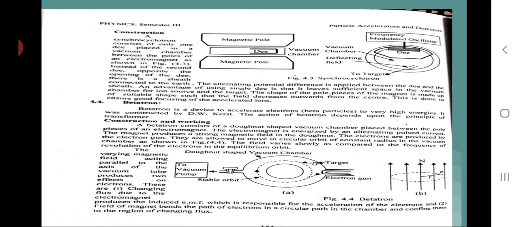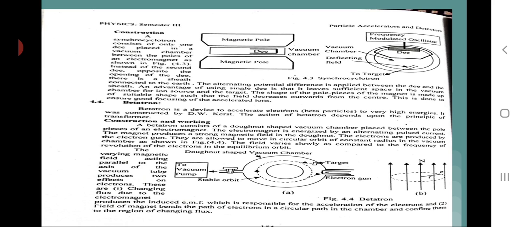A Betatron consists of a donut shaped vacuum chamber placed between the pole pieces of an electromagnet. The electromagnet is energized by an alternating pulse current. The magnet produces a strong magnetic field in the donut. The electrons are produced by the electron gun. They are allowed to move in a circular orbit of constant radius in the vacuum chamber as shown in figure. The field varies slowly as compared to the frequency of revolution of the electron in the equilibrium orbit.